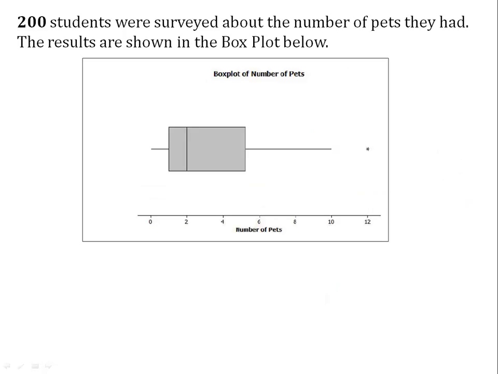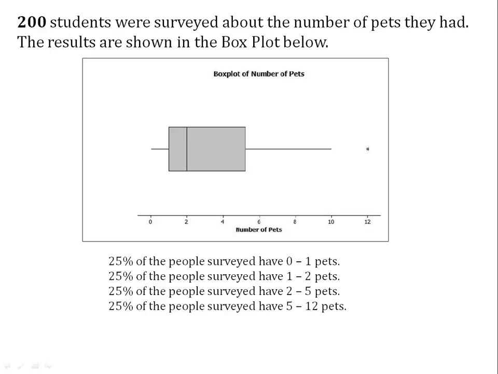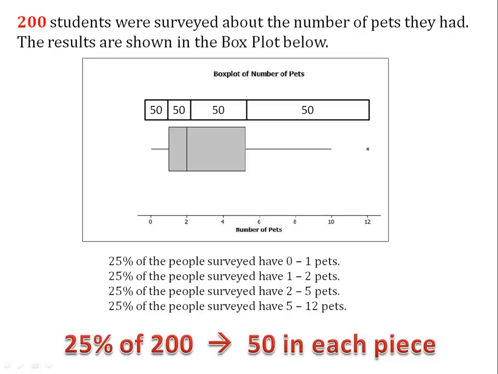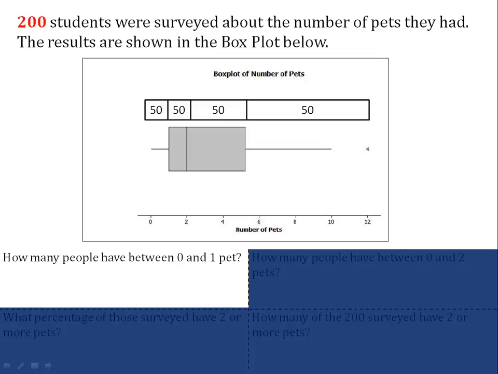Here's an example. If we have 200 students who we survey about the number of pets they have, and we're given this box plot, here's what we can conclude. We know that the box plot has 25% of the students in each of the 4 regions. So we know that each region must have 50 people. 200 divided by 4. That means there's 50 people there, 50 there, 50 in there, and 50 over here.